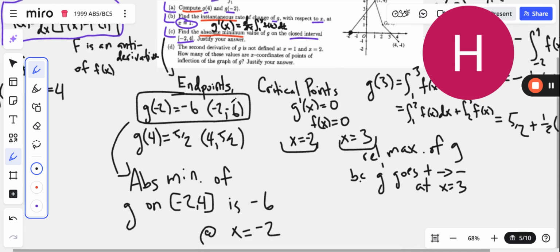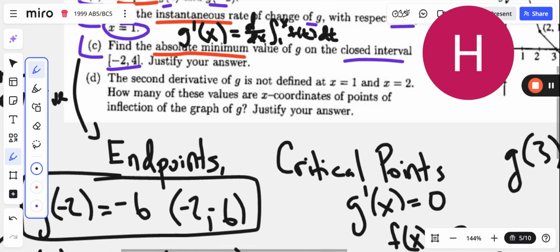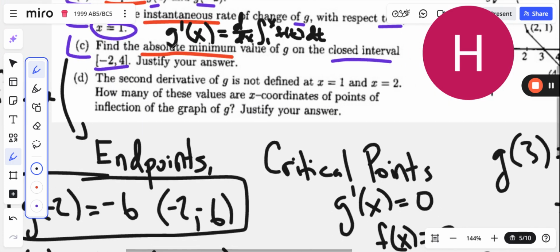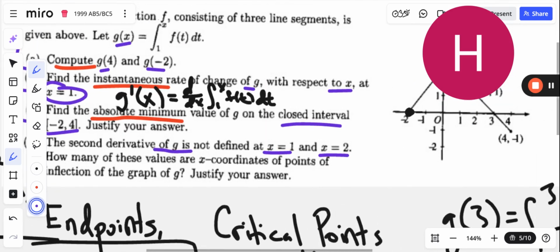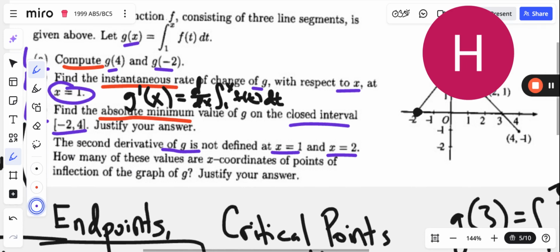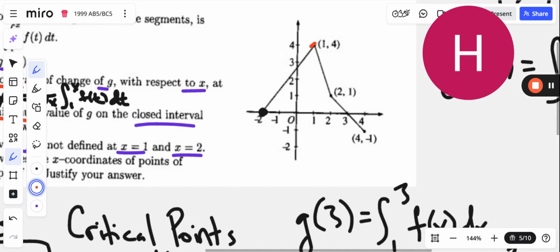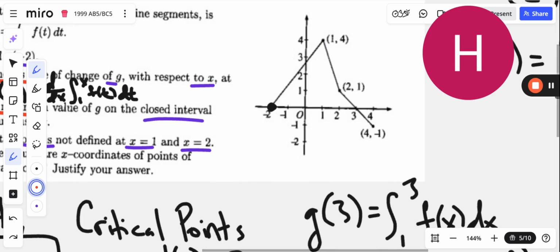Remember that for an absolute maximum or minimum, we're checking the endpoints and the critical points. Those are the candidates for potential maximums and minimums. The second derivative of G is not defined at x equals 1 and x equals 2. Let's verify that now so we see what they're talking about. The derivative of G is f. That's the graph. The second derivative of G is therefore the first derivative of f, which is the slope of the graph. And as you can see, there's no slope here at x equals 1 and here at x equals 2. We have these sharp corners.